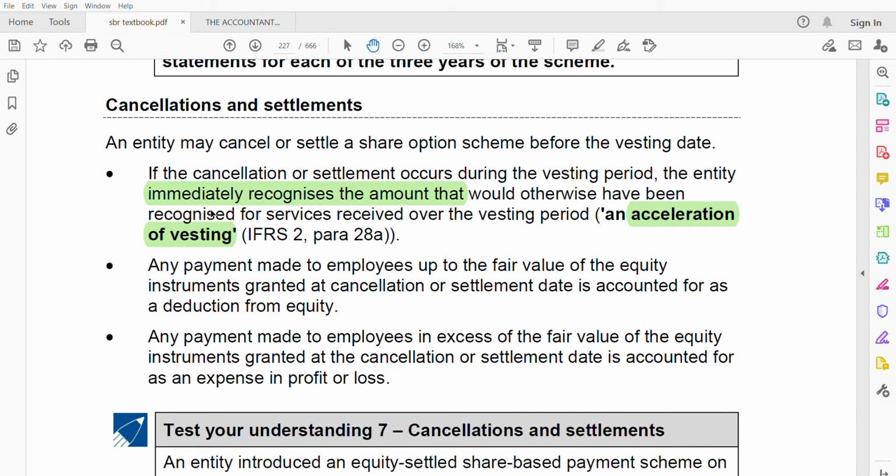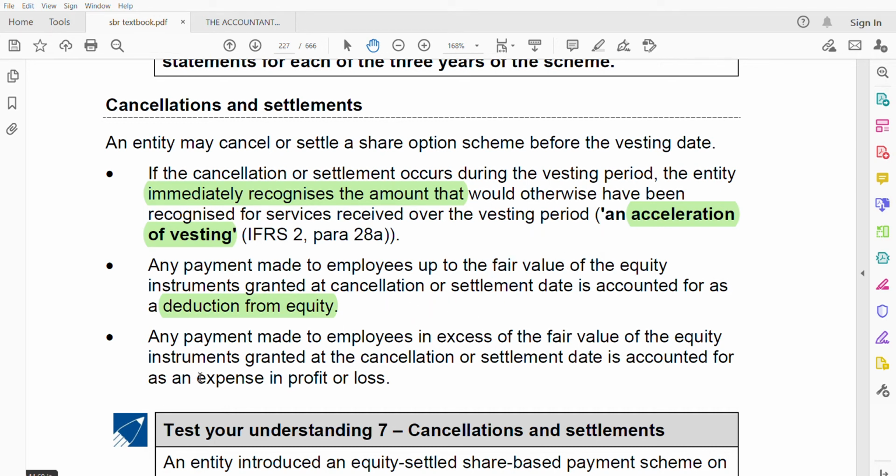Okay. So any payment made to employees up to the fair value of the equity instruments granted at the cancellation or settlement date is accounted for as a deduction from equity. Yes, because you are paying them equity, you are paying them shares, so this will be deducted from your equity. That is up to the fair value at that date when it was cancelled or settled.